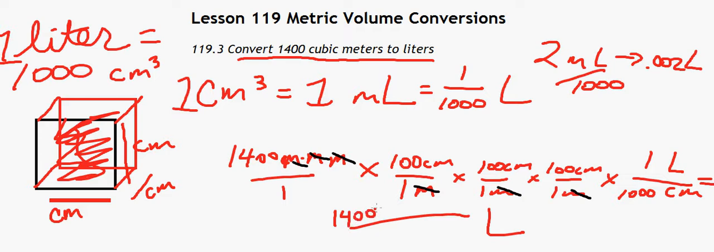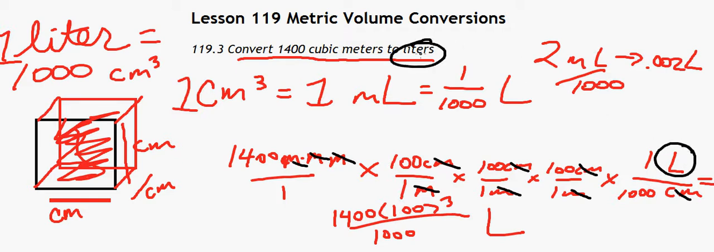1,400 times 100 cubed. Make sure it's the hundred cubed and not all of this times 100 cubed. All over 1 times 1 times 1,000. Label liters. Don't need to calculate it out. So we canceled out our centimeters to leave me with just one unit of measure, which is what we were shooting for.